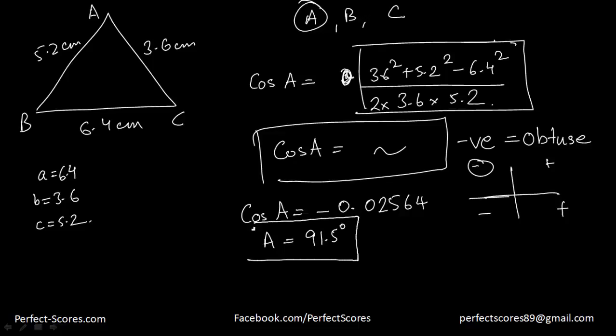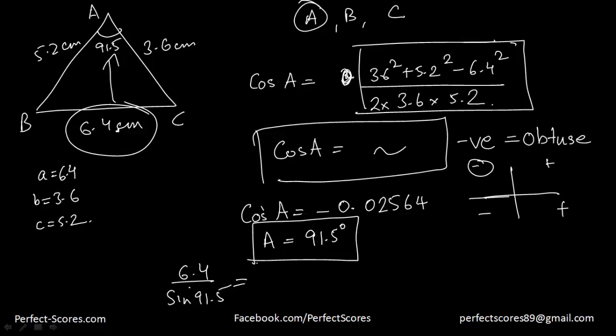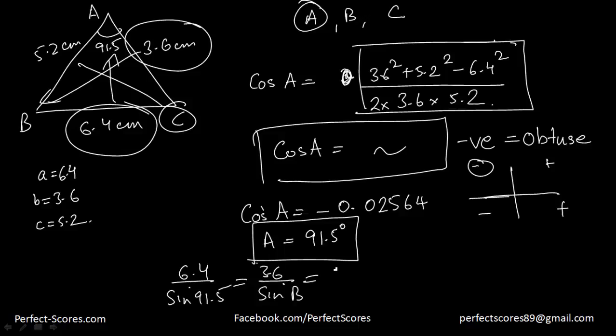If A is 91.5 degrees, you can calculate B similarly. Otherwise, since you have one angle, this is 91.5, you can use the sine rule now. You can say a over sine A, that is 6.4 over sine of 91.5, is equal to b over sine B, that is 3.6 over sine of B, which is equal to c over sine C, that is 5.2 over sine C. So you can calculate sine C and sine B and individually the angles as well.